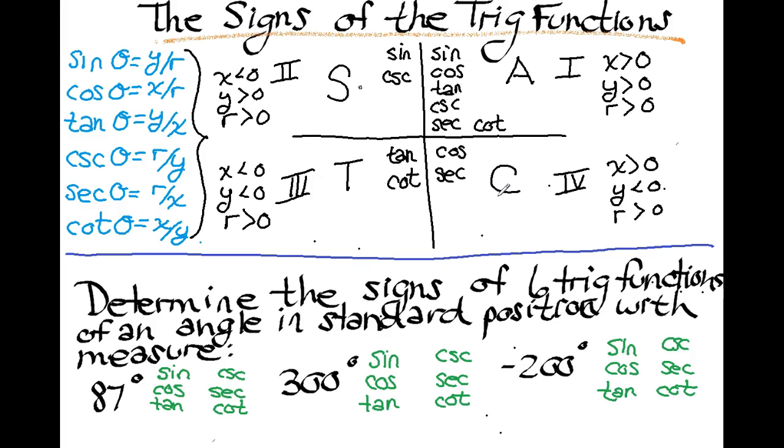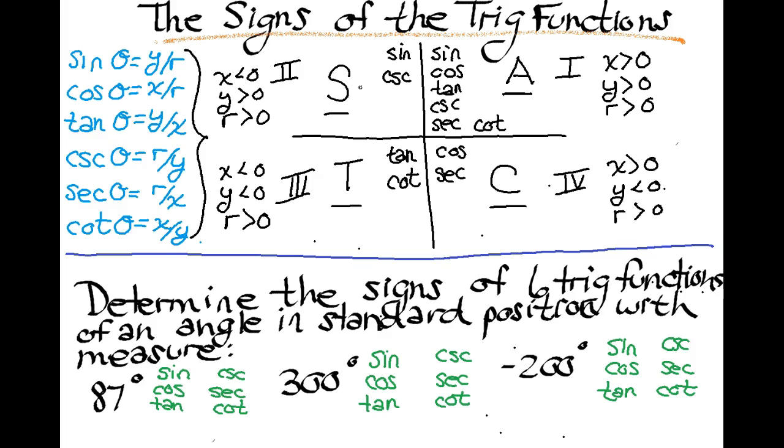So an easy way to remember this, I remember the word ACTS, A-C-T-S, in a clockwise direction, A-C-T-S. If you can remember that, then you should be able to tell which of the trig functions are positive in which of the quadrants.